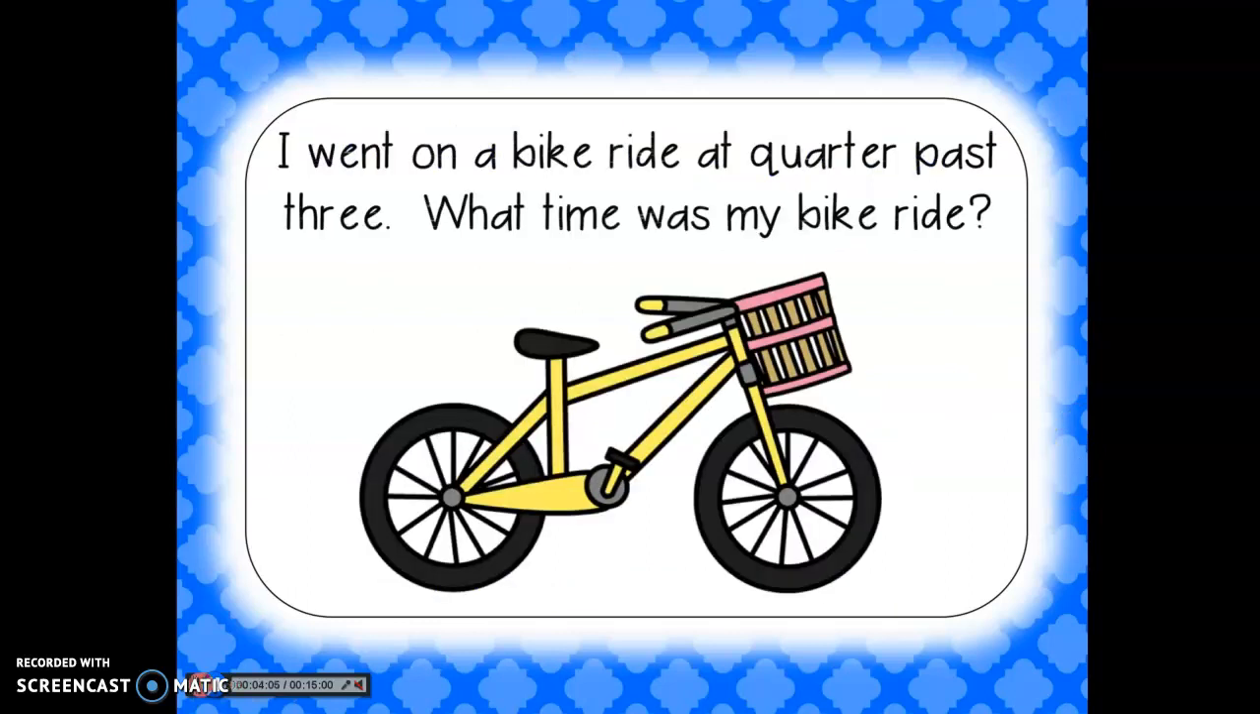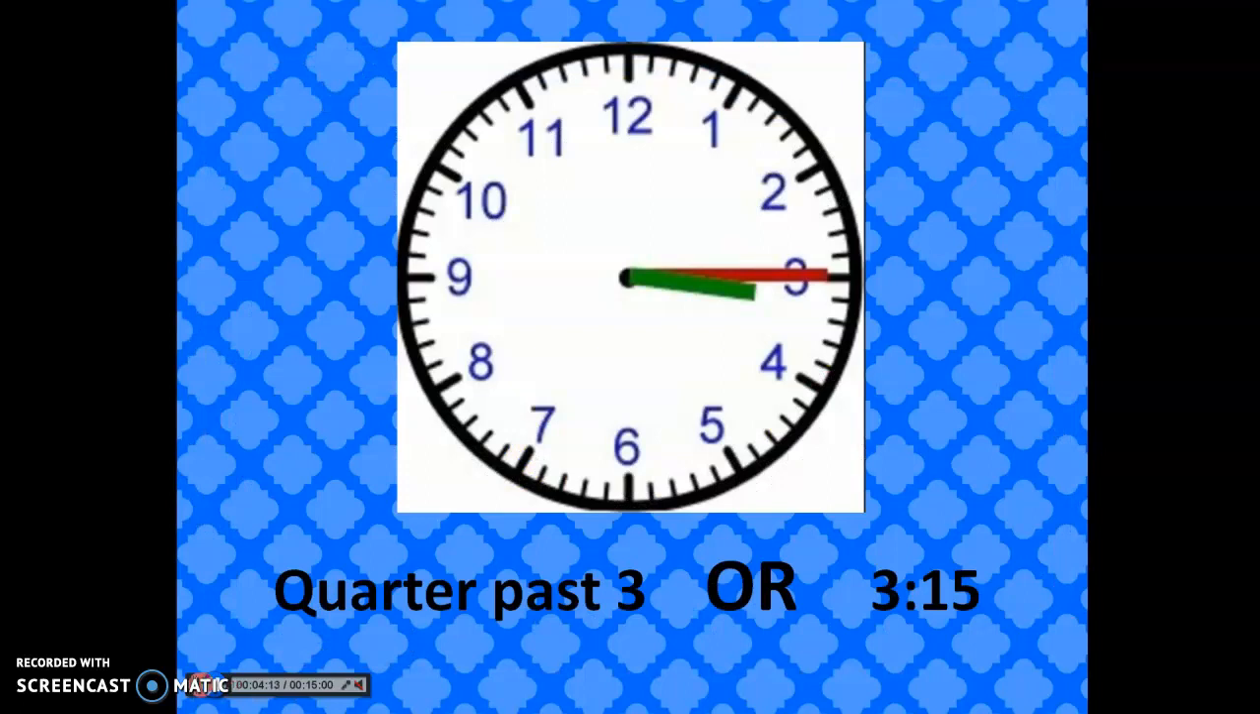I went on a bike ride at 3:15. What time was my bike ride? Okay, so here we go. Just going to move me up here so you can see that. There we go. So let's look at the clock first. We notice that the minute hand is exactly on the 3 because we know when we're talking about quarter past, we're talking about 15 minutes after the time. And if we look at the hour hand, it is slightly past the 3. So you can say this is quarter past 3 or 3:15.